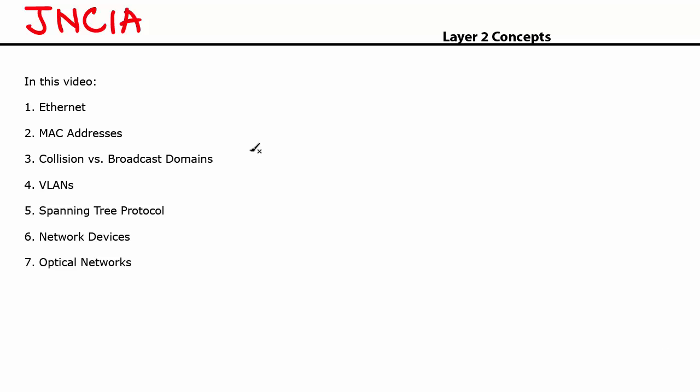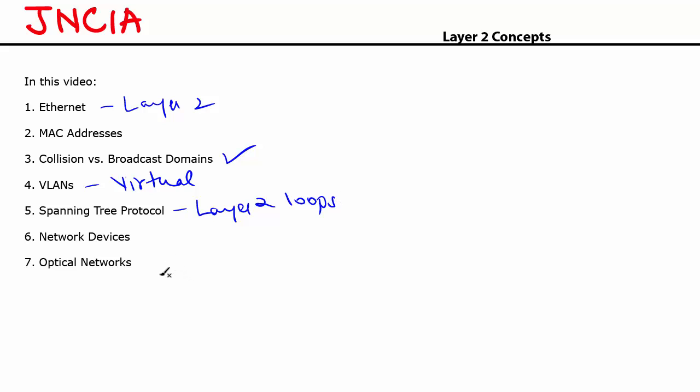We're going to start by looking at Ethernet, which is a layer 2 technology. We'll then talk about MAC addresses. We'll understand the differences between collision domains and broadcast domains. We'll also talk about VLANs or virtual LANs. We'll understand how it is such an important technology at layer 2. We'll talk about spanning tree protocol, and we'll understand how it is used to prevent layer 2 loops. We'll then talk a little bit about network devices, and finally we'll touch a little bit upon optical networks. That's the plan for this video.